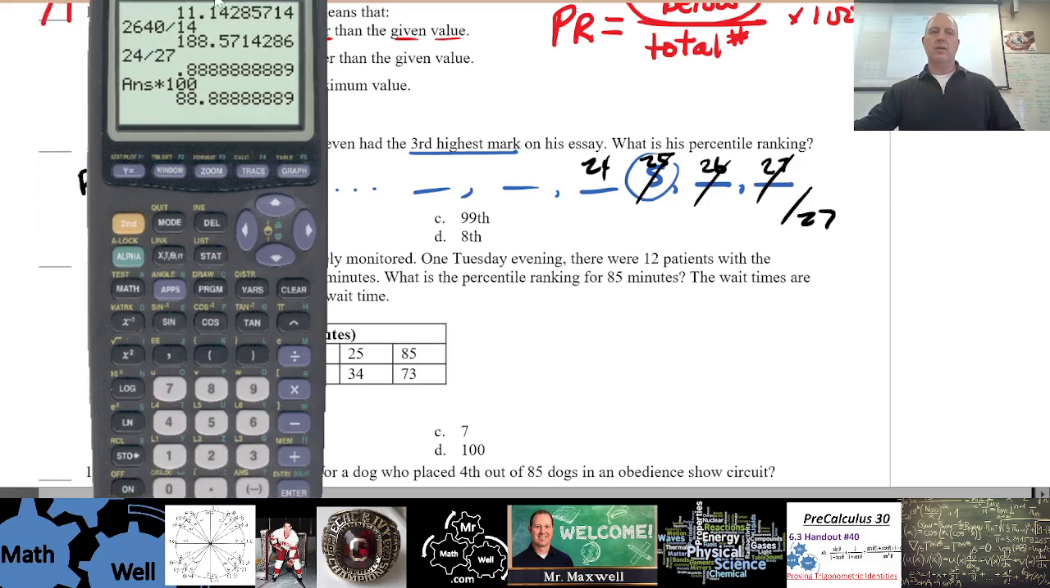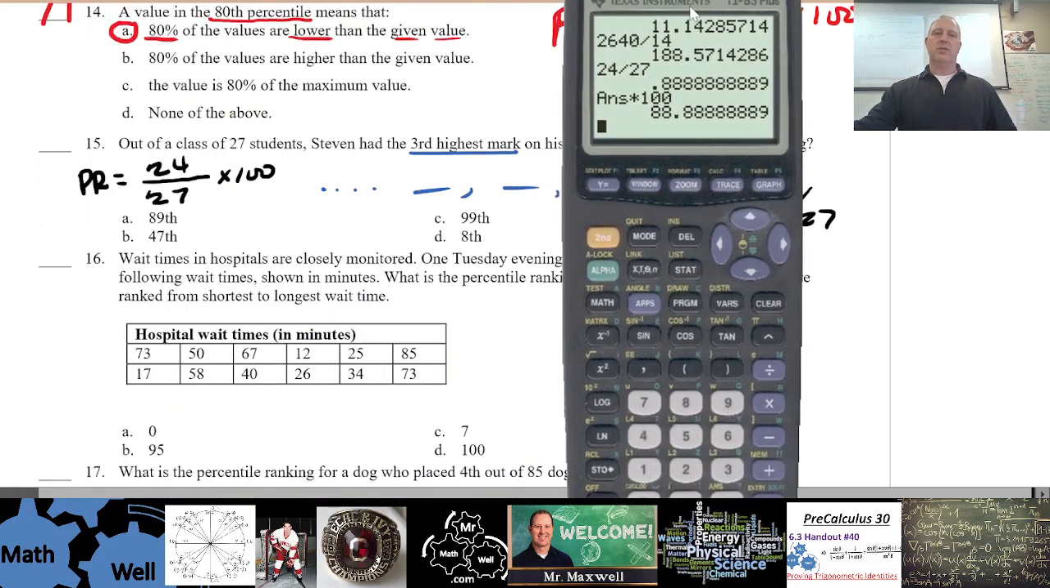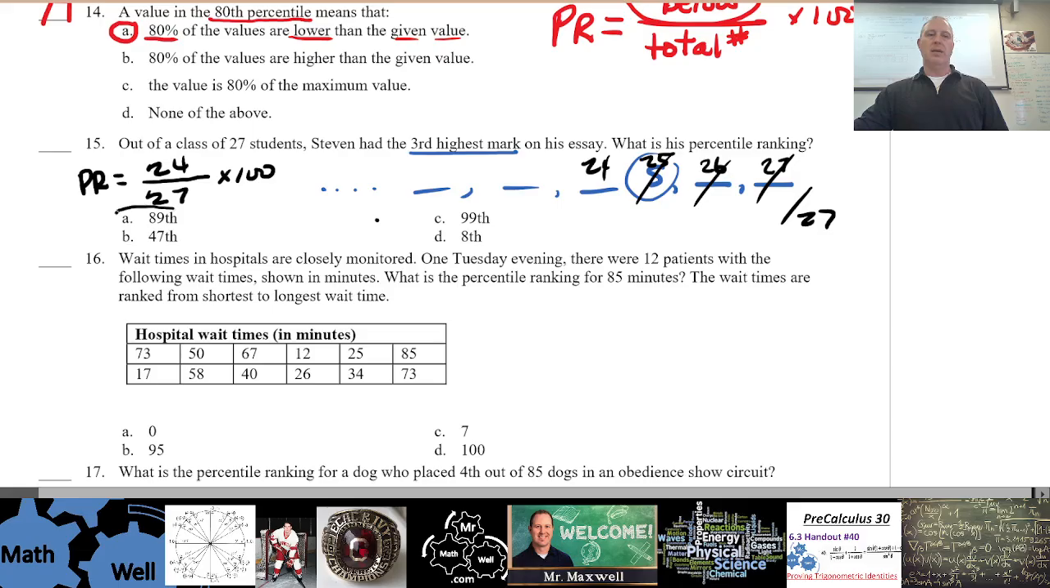Now the other thing that I noticed in your assignments from this last section was that some of you did put decimal places, but you can round to the nearest percent, okay? So round to the nearest whole number. So 88.88, that would be the 89th percentile. Does that look good? You good with that, Sarah? Yeah.